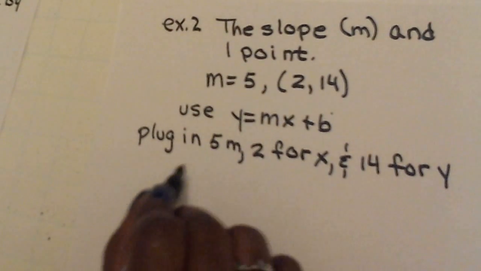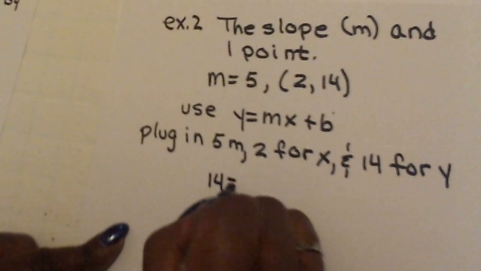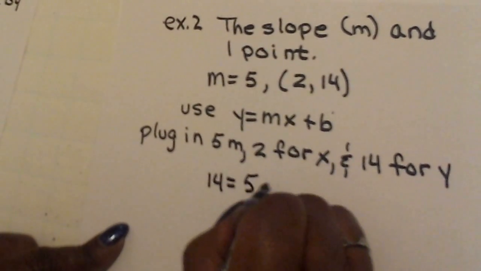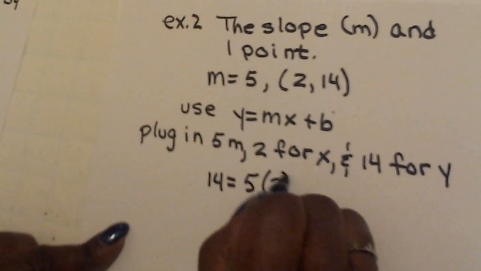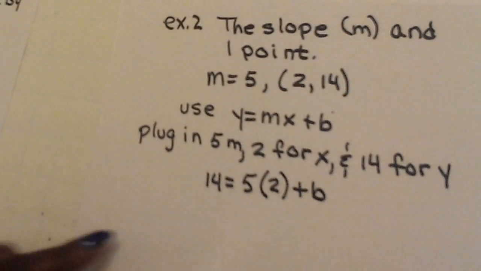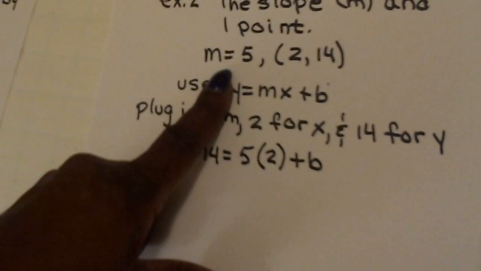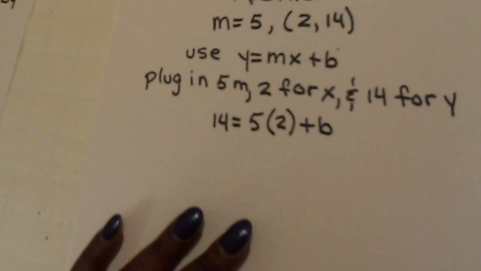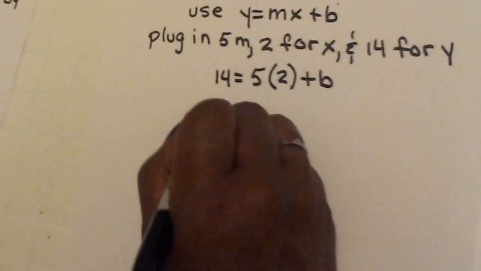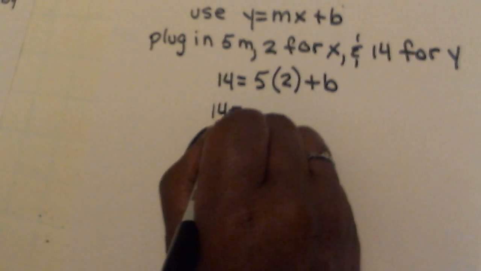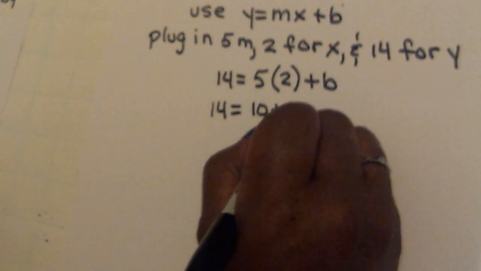So I'm going to take the equation and plug those numbers in. 14 for y equals 5 for m. And since this is m times x, I'll write it like this, 2 for x. We don't know b, so we just write the b. That's what we need to find out. We know the slope. We need to find b so we can write the equation. So now I'm going to solve it for b. So I get 14 equals 5 times 2 is 10 plus b.